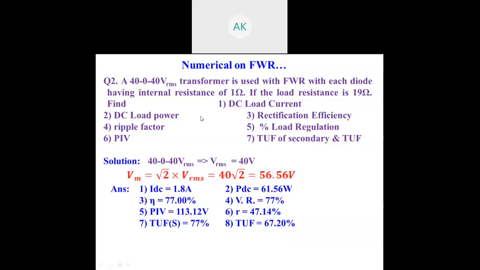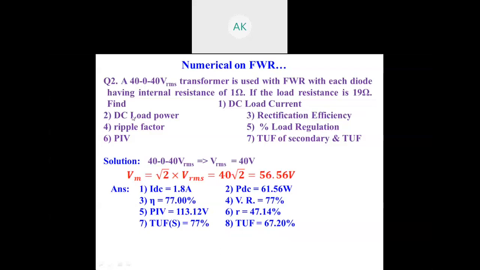Now can you find the DC power? What is DC power? DC power is given as I square DC into RL. I DC we have already found in the previous step. So take the square and multiply by the load, 19. You will have PDC as 61.56.